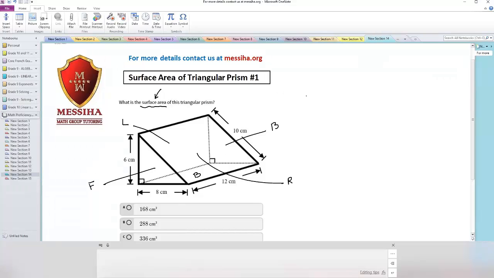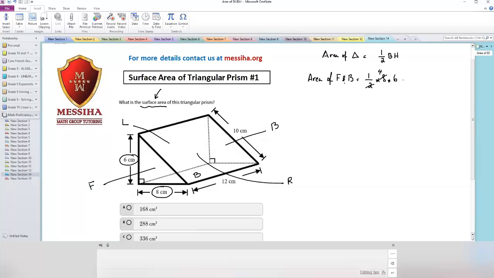So let's start with the front and back. So area of front and back. You see right away they are triangles. So as you know, the area of any triangle is equal to half times base times height. So in this case, it's going to be half. The base here, you see right away, it's 8 centimeter. So half times 8 times the height. The height here is 6. Now I can simplify 2 with 8. It will give me 4. 4 times 6, it will give me 24.